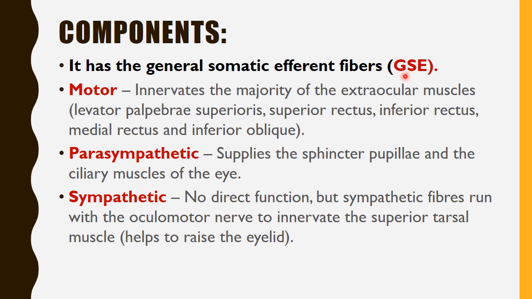The general somatic efferent component innervates the majority of the extraocular muscles within the orbit, including all the recti, the inferior oblique, and the levator palpebrae superioris. The autonomic component has the parasympathetic supply to the sphincter pupillae muscle and the ciliary muscles of the eye. The sympathetic component has no direct function, but the sympathetic fibers run with the oculomotor nerve to innervate the superior tarsal muscle, which helps to raise the eyelid.